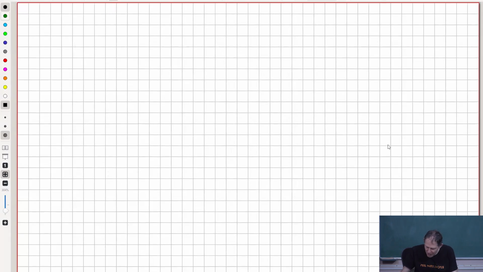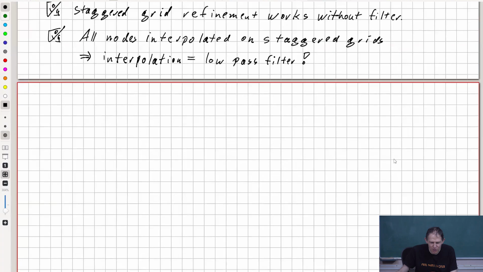So this implies for us that we want to use staggered grids. However, we want to use interpolation and not the very simple volumetric interpolation or explosion algorithm. And this we do by the compact interpolation method.